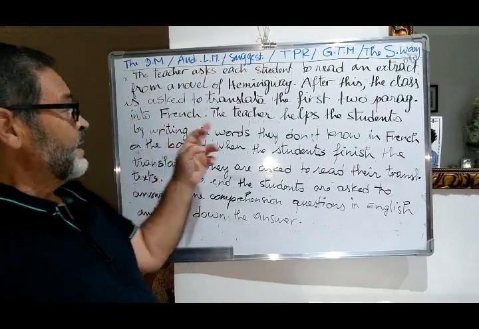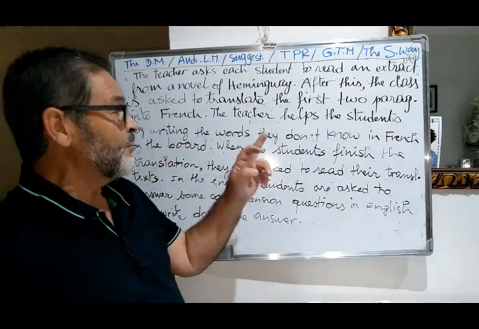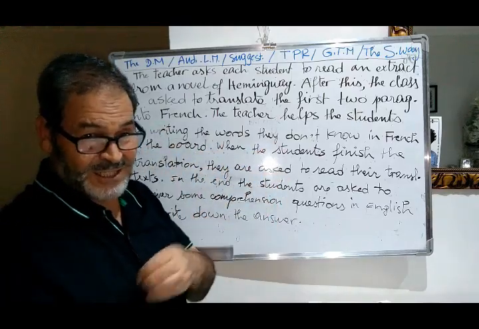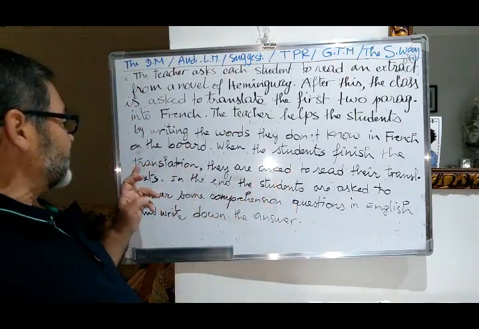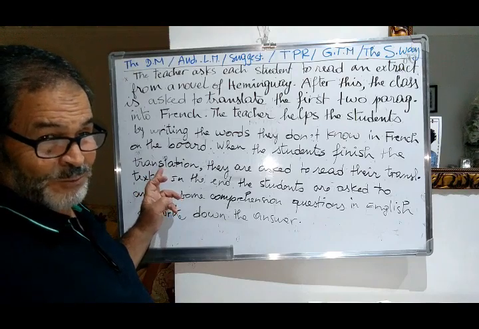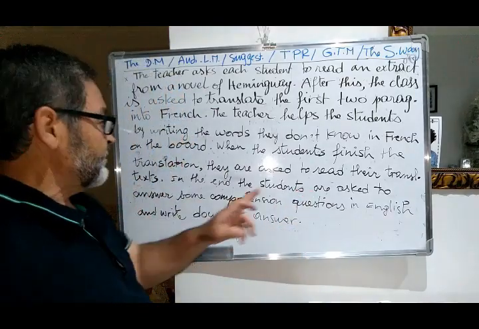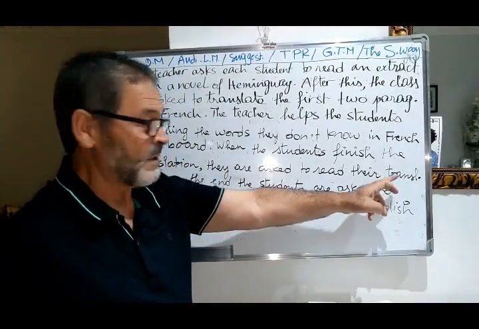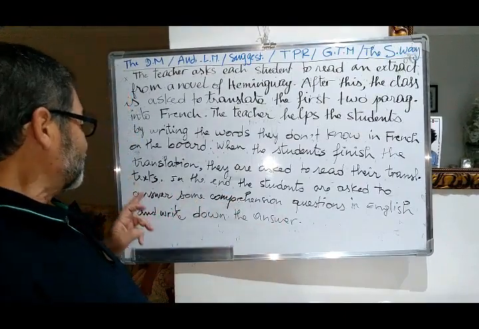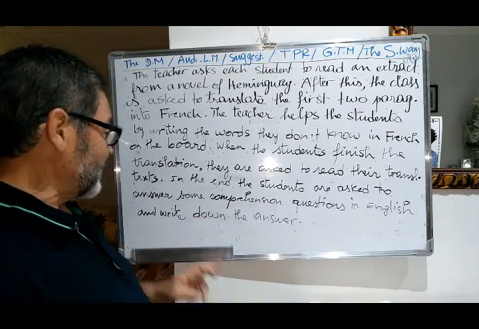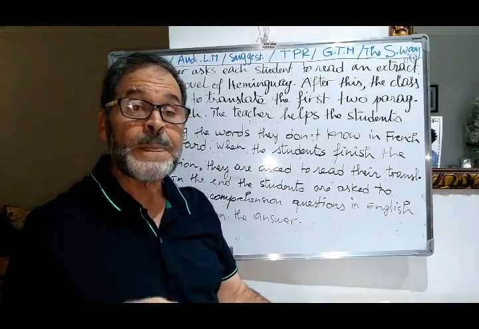into French, the teacher helps the students by writing the words they don't know in French. So from English into French. On the board, when the students finish the translation, here look at the clue, translation. They are asked to read this translated text. In the end, the students are asked to answer some comprehension questions in English and write down the answer. So the paragraph contains different clues which show us the answer.